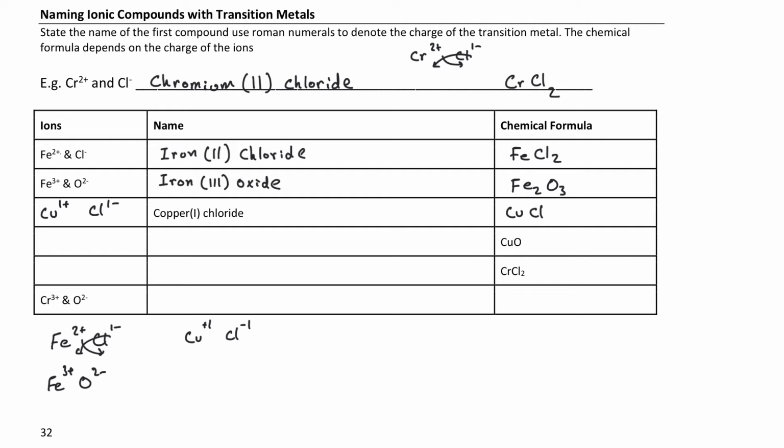Now you could also have the formula, and then you got to figure out everything else. And I think that's usually the most challenging one. And the way you have to do it, you can't just go ahead and say this is copper 1 oxide. First, you have to write them separately, like this. And you would have to write the charges. So you can also just do that here, copper and oxygen.